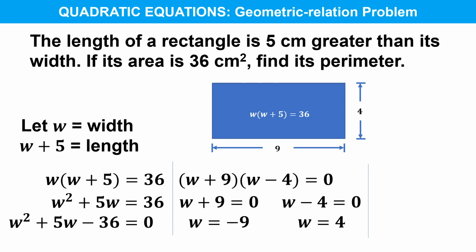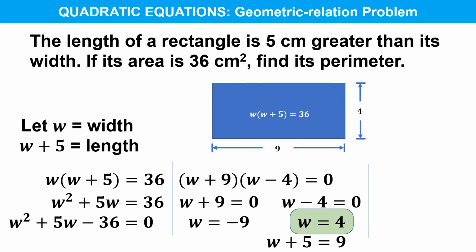It is important to note that not both negative 9 and 4 are valid solutions to the problem. There is a need to reject the value negative 9 because the idea of width is that it must assume a natural number, not a negative integer. Walang negative na width. Hence, the only acceptable solution is W is equal to 4. If W is equal to 4, W plus 5 is equal to 9. Thus, the length is 9 centimeters.